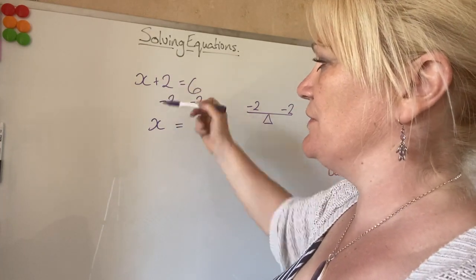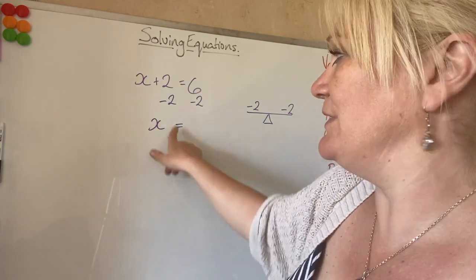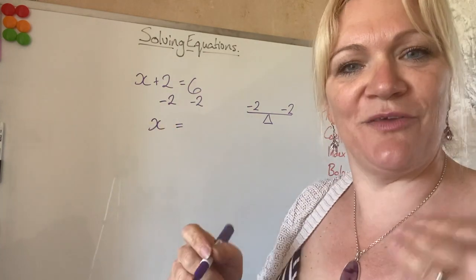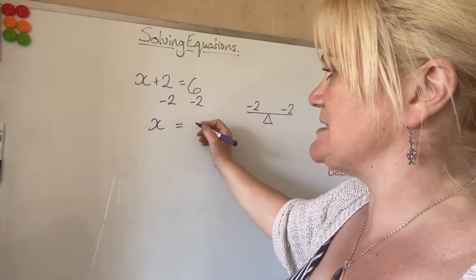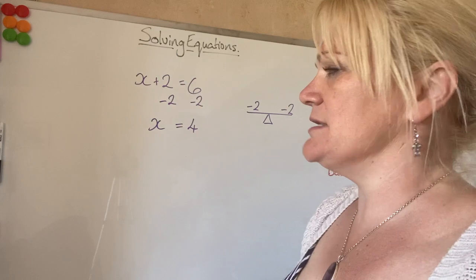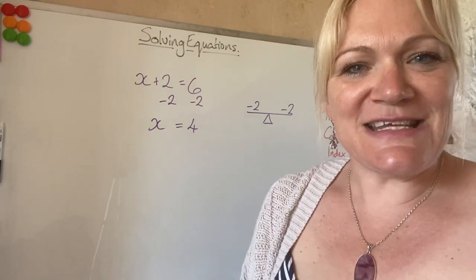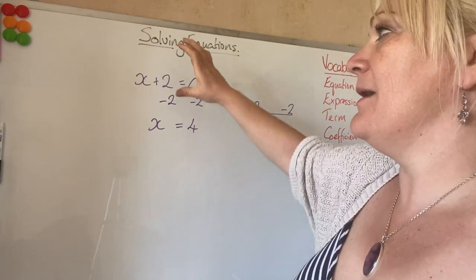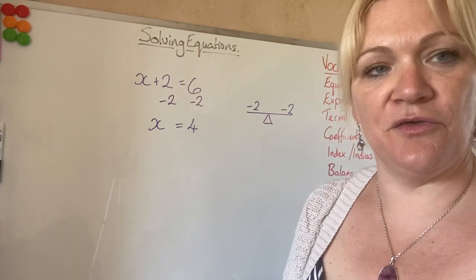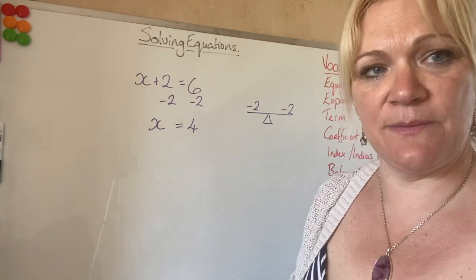X plus 2, take 2. If I've added 2 and then taken it away, I've only got X. I've done what I wanted to. I've got X by itself. If I've got the 6 and I take away the 2, I end up with the 4. So just like you knew it is 4, I'm not saying it's wrong, but now you know why, because we've done the inverse of what happened to begin with. That's how we do single step equations.